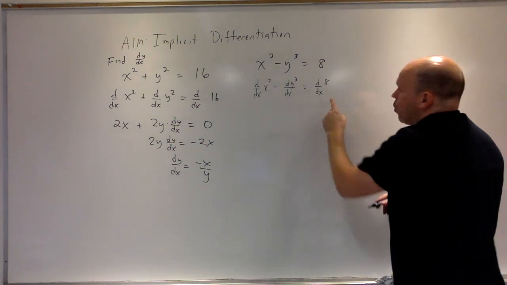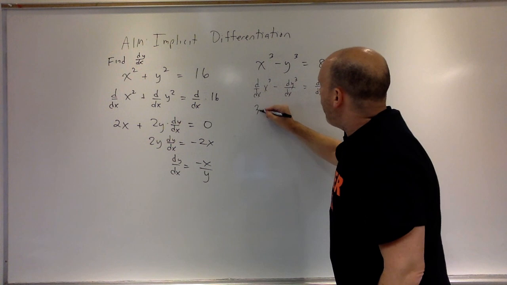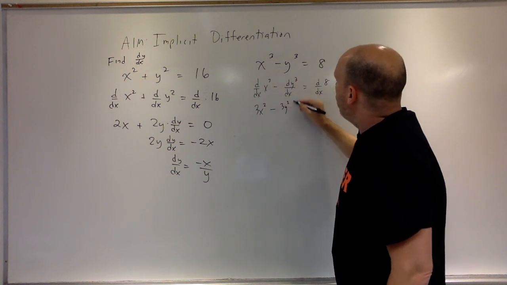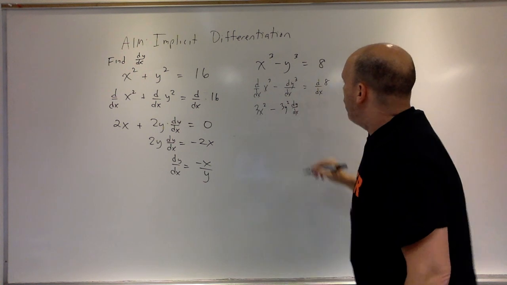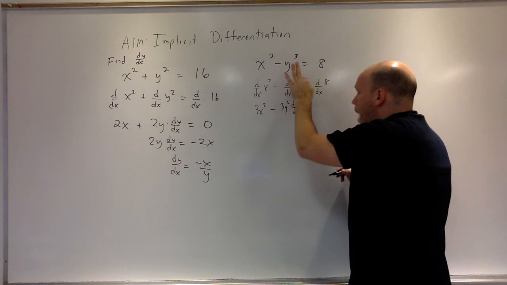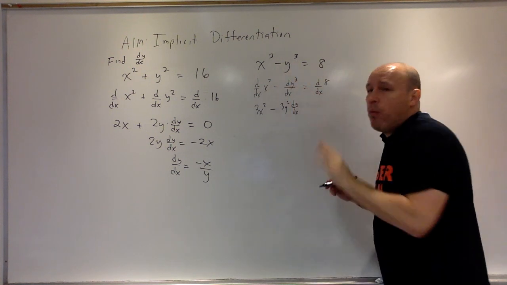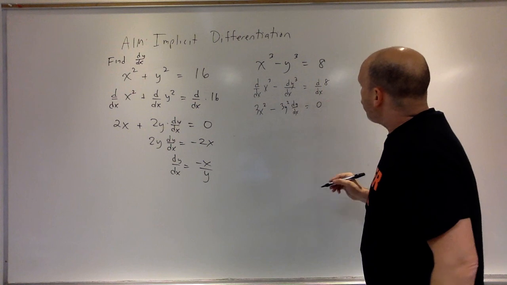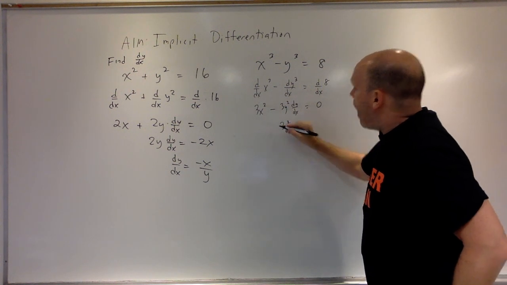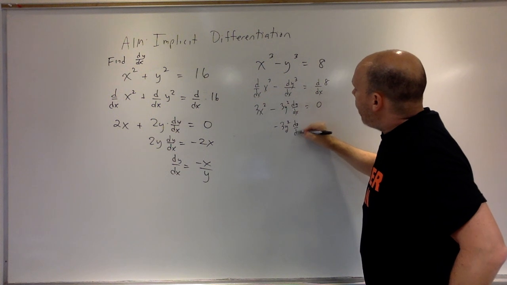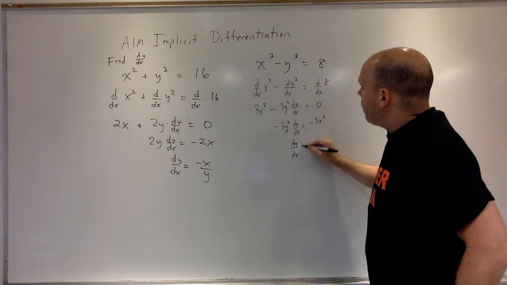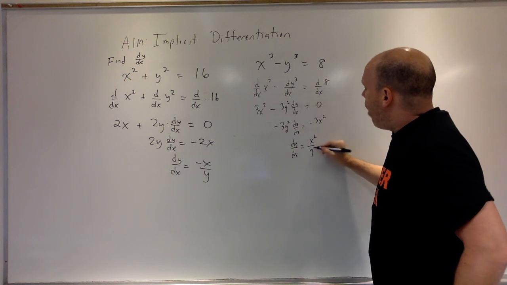Once again, the first and the last term are easy. We have 3x squared minus, let's figure this out, 3y squared dy dx. Once again, the 3 comes in front of the function, whatever it is, to the second power, and then we need to take the derivative of whatever that y was, is equal to 0. Let's see, we have negative 3y squared dy dx equals negative 3x squared. dy over dx equals x squared over y squared.